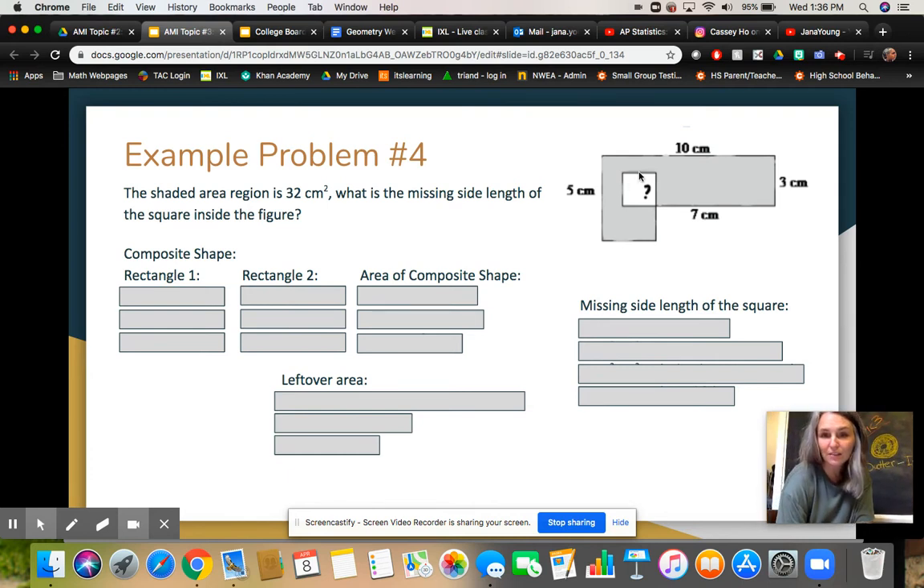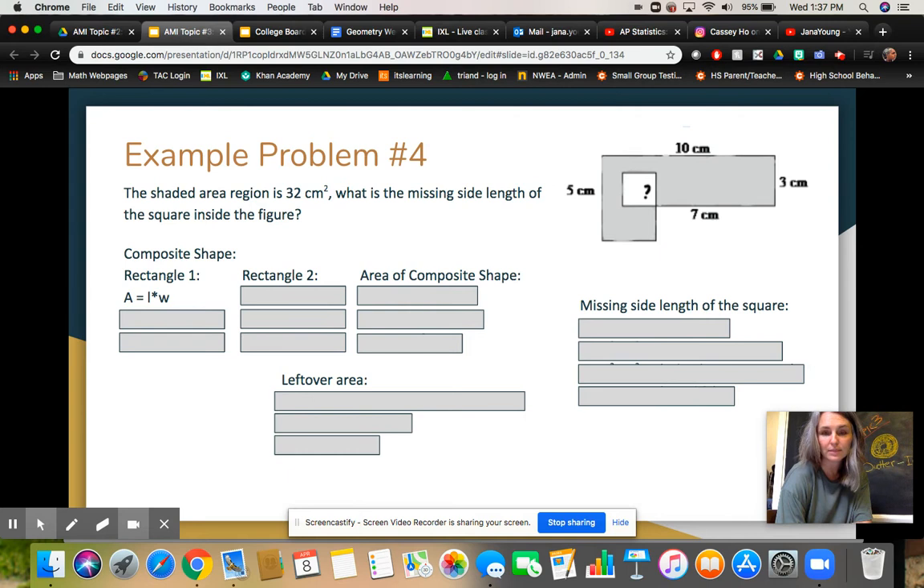So we have to figure out the area of this whole composite figure. We have the area of the shaded region, but we do need the area of the whole composite figure. Then we're going to subtract away this unknown area and set it equal to what we know to be the shaded area.